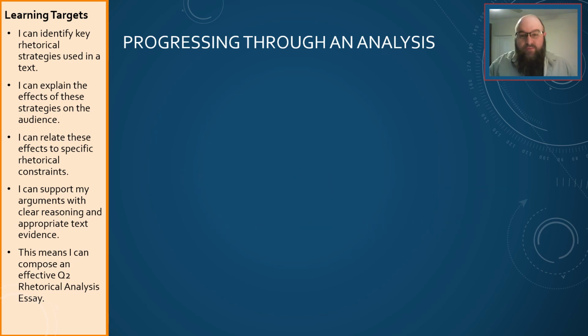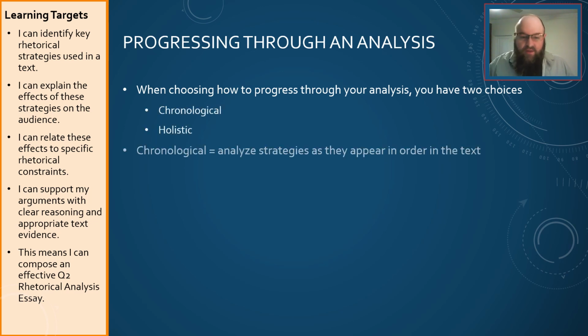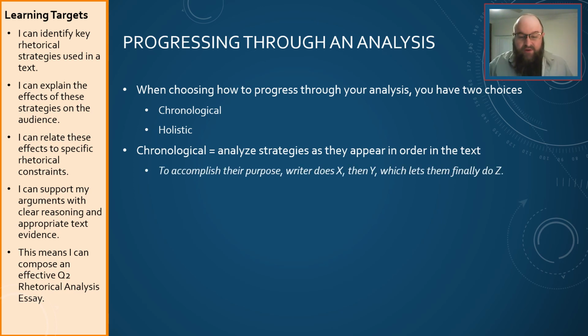When choosing how to progress through your analysis, you have two choices. You can either work chronologically or holistically. Working chronologically means that you analyze the strategies in the order they appear within the text. So you'd write something like this: to accomplish their purpose, the writer does X, then Y, which lets them finally do Z. The body paragraphs here in an essay organized chronologically would discuss parts of the text in order.